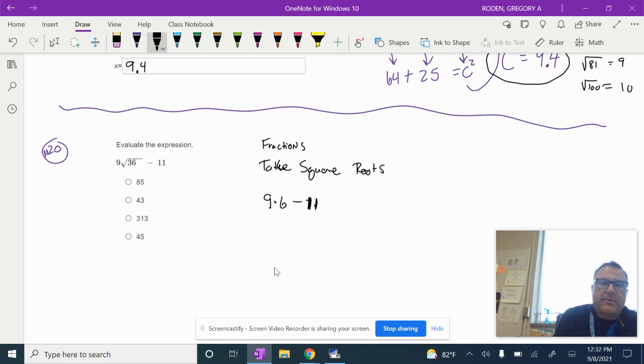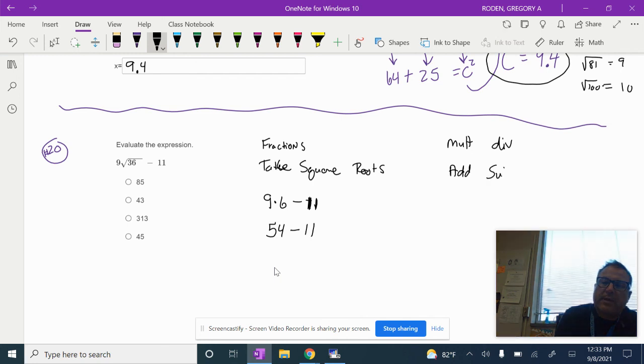After that, what I want to do is multiplication and division. Well, I have multiplication here. What's 9 times 6? Well, 9 times 6 is 54. So now I have 54 minus 11. And then the last thing we always want to do is add and subtract. Well, what's 54 minus 11? Well, 54 minus 10 is 44, right? But then we want to take one away from that for 43. So our answer is going to be 43 right there.